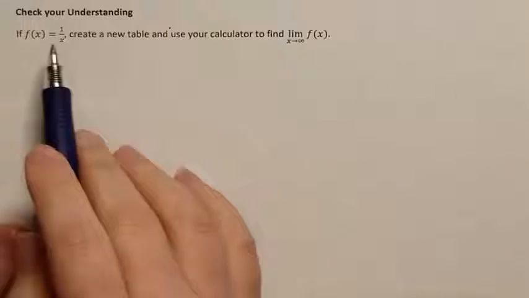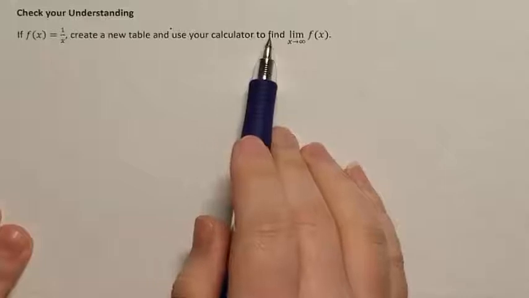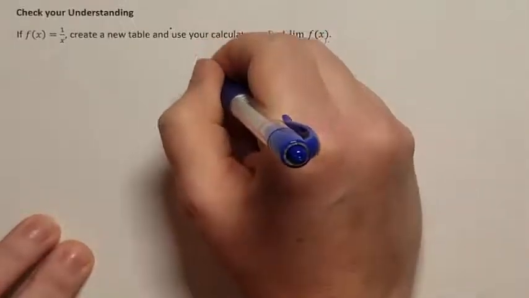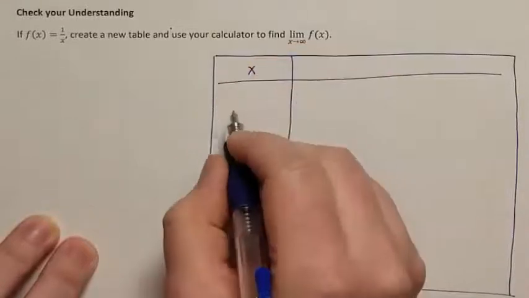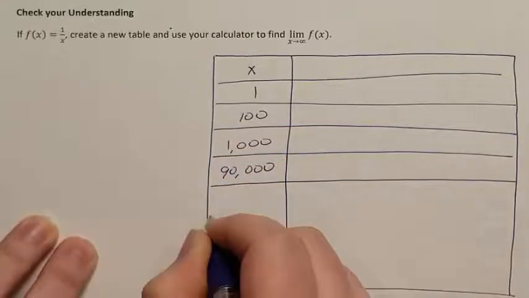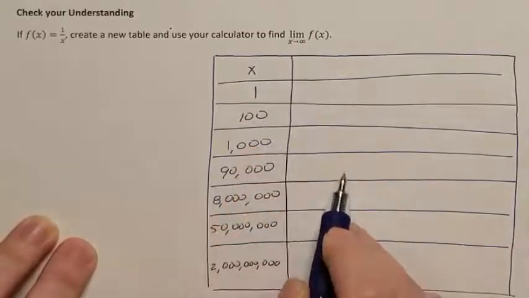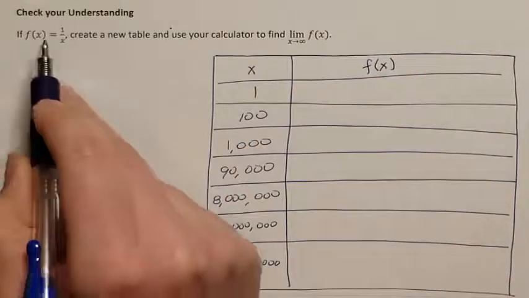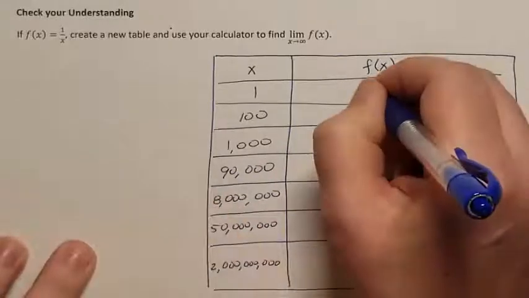Let's go ahead and check your understanding. If f of x equals the fraction 1 over x, create a new table and use your calculator to find the limit of f of x as x approaches infinity. So here's my new table. It tells me my x's are going to get closer to infinity. So I'm looking to see what happens to f of x as my x's keep getting bigger. So I need to plug these x values into this formula. And when I do, this is what I get.